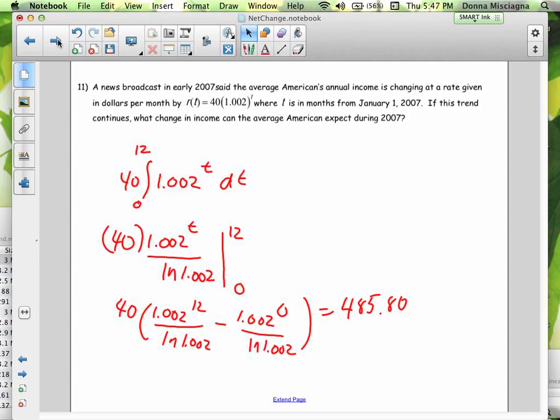And you just plug that into a calculator, and you get 485.80. So that's, if this trend continues, the change in income the average American can expect. So when they say this is a total change, that's how they get those answers, right? They have a function that describes how something is changing, and they integrate and evaluate. That's what you need to do to find total change. That's why calculus is so powerful. And we see we have a positive number, so hey, it's increasing. Not by very much, but it's increasing. That's better than decreasing.